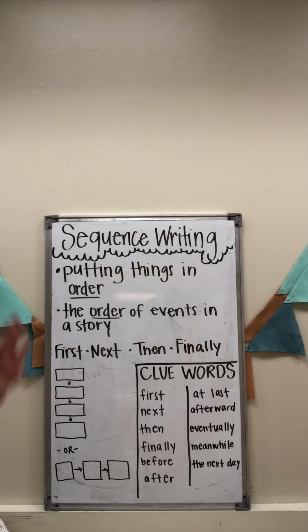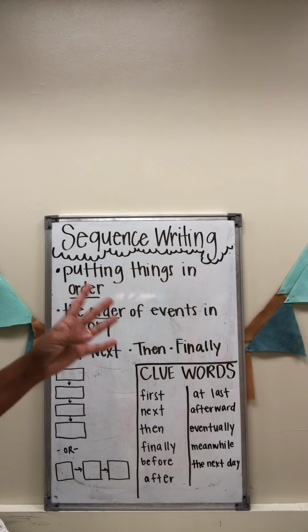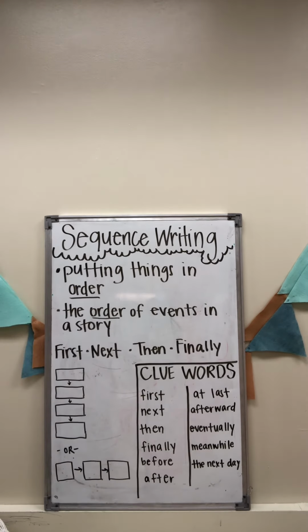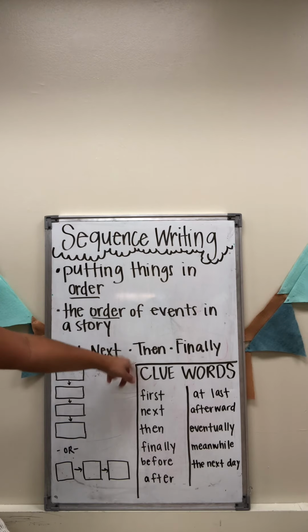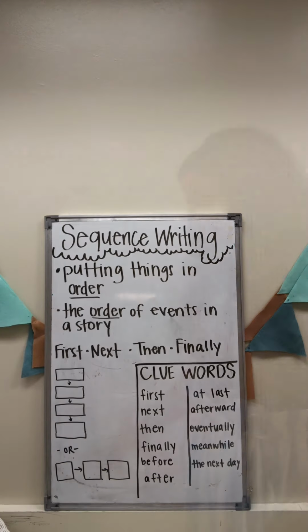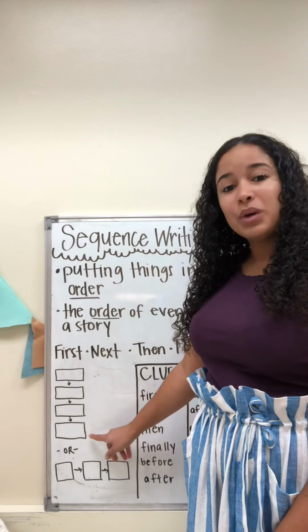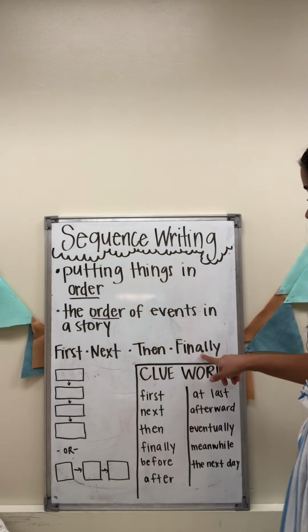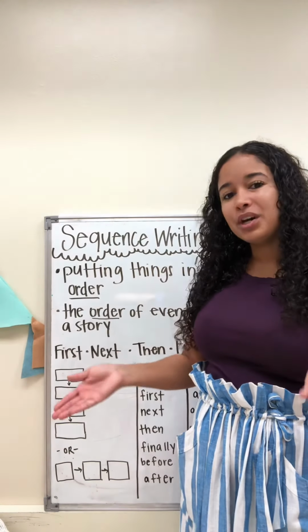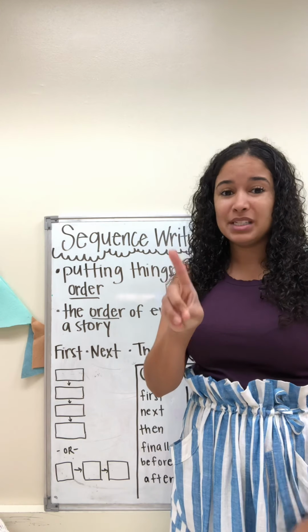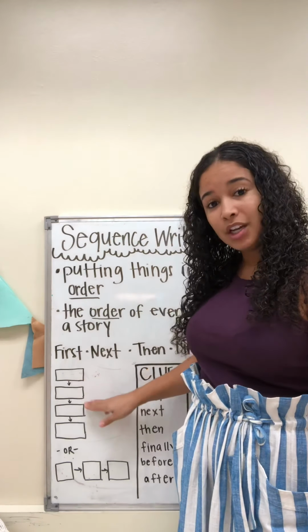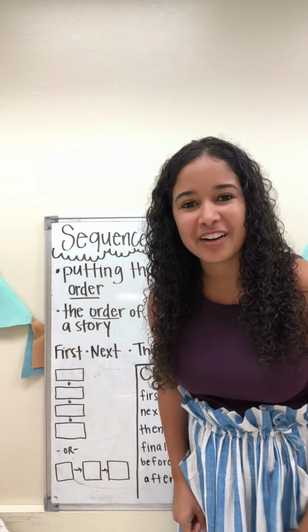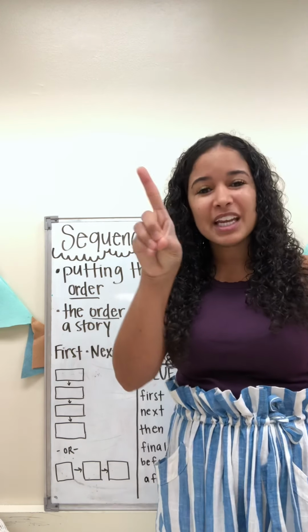Here are 4 main words that we will be using, but I also want to go in with some clue words. Here is the first, next, then, and finally. Right here to these 4 boxes. We just went over these 4 words. First, next, then, and finally. Where do you think we would put the first event that happens in a story? Would we put it in box number 1, 2, 3, or 4? Show me with those fingers. Awesome. Yes, we would put it in the first box.